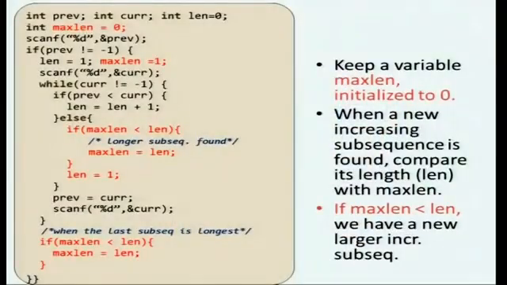Now that's this loop, and at the end we have to do a slightly tricky logic. It could so happen that the sequence ends with the longest increasing subsequence. In that case, we will never reset the max length. So if the last sequence is the longest, you also have to handle that case separately.